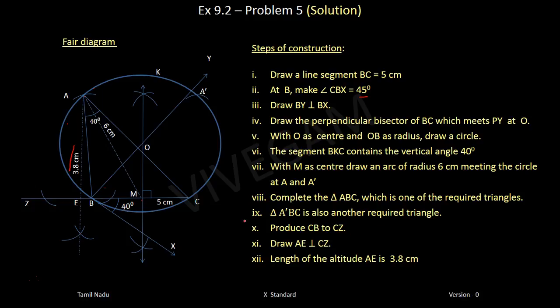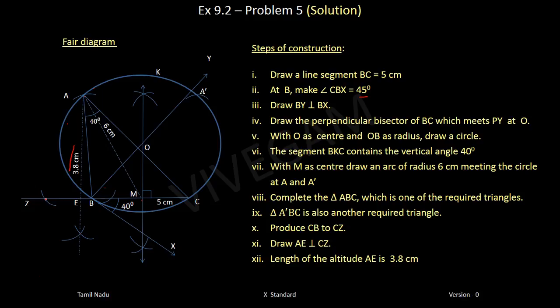Then produce CB to CZ. So we have CB, produce that, extend it up to point Z. Then draw AE perpendicular to CZ, because an altitude is always perpendicular. So you draw a line perpendicular to CZ. How did you draw the perpendicular line? From here, with a suitable radius, you draw an arc which will cut CZ at two points. Then from here, with the same radius or slightly more than half of this length. If this length is 4 centimeters, you can take 3 centimeters.